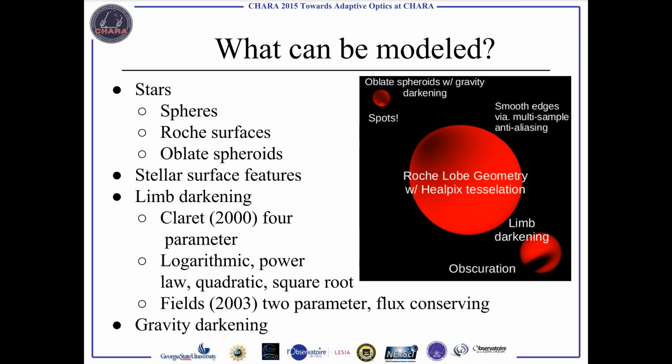So what can we model in SIMTOI? Now, if you've probably seen this before, you can model stars, which can be either spheres or Roche surfaces or oblate spheroids. You can add stellar surface features. For example, you see here on the right, an oblate star with a spot on it. You can model one of 7 different limb darkening laws, and you can also do gravity darkening, which you see here as this band across this oblate star, or as this darker region here on this Roche geometry.